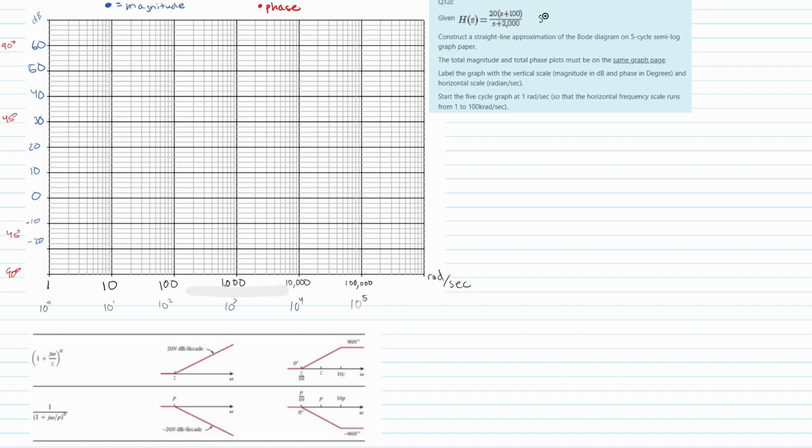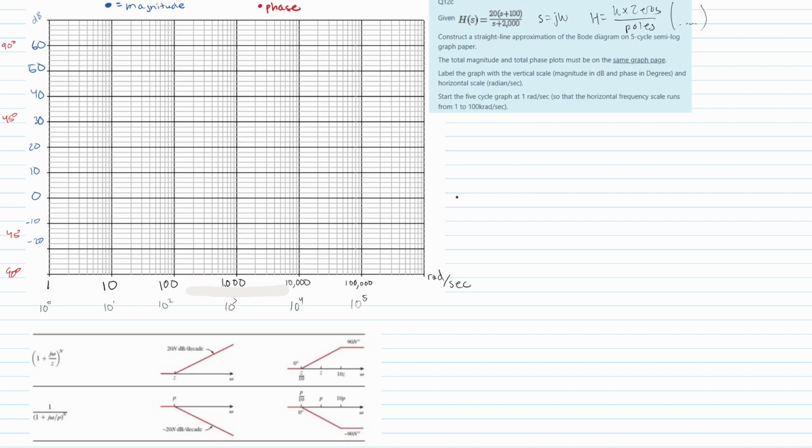We know that we can say that our S is equal to J times our omega. So we're going to do that. And when we put this in our straight line approximation, we're going to have H is equal to K times whatever zeros we have divided by whatever poles we have. And then inside of here, we have everything else. So all of this is just going to go inside of there.